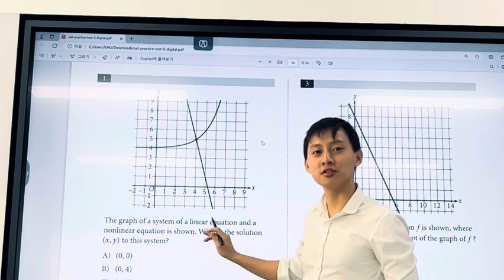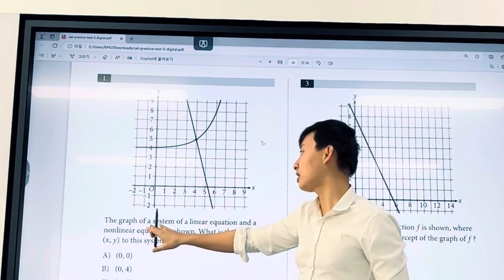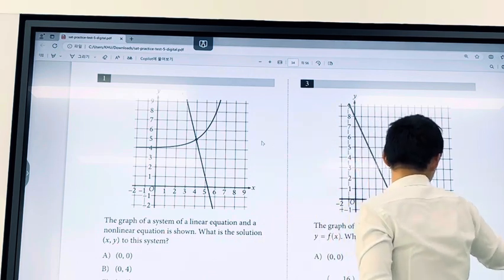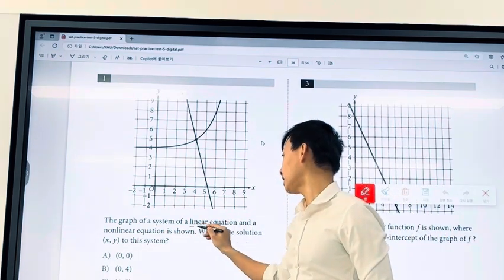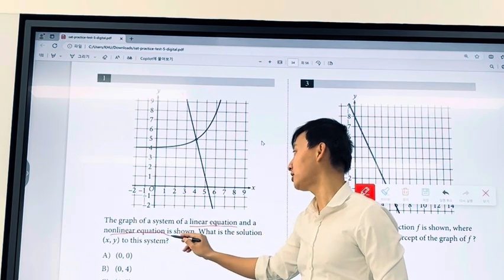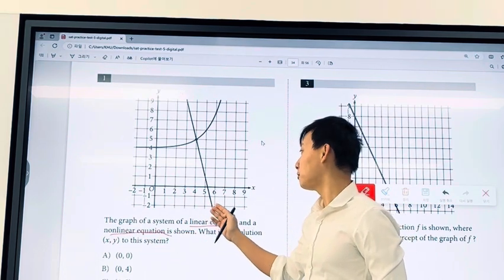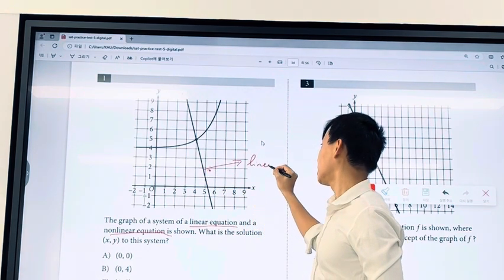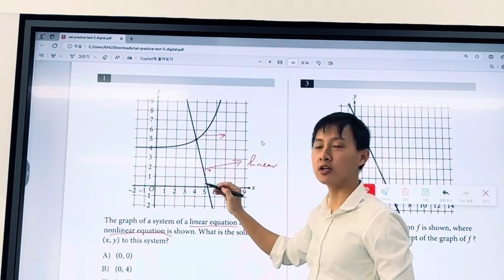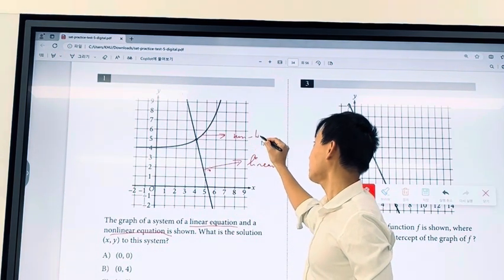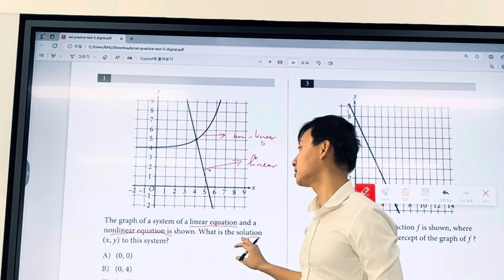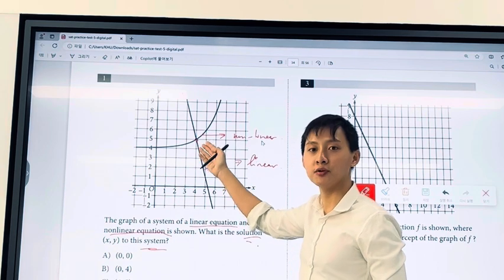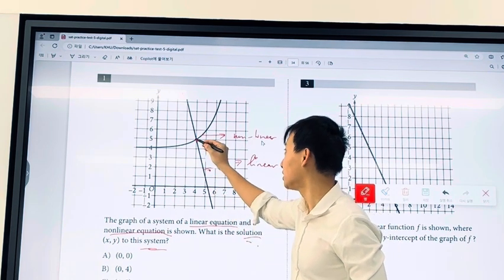The first question is very basic. You are given the graph of a system of a linear equation and a non-linear equation. Which equation is linear? Obviously this one is linear, and this equation is non-linear. So what is the solution x and y to this system? You try to find the point where the 2 equations intersect, at this point.